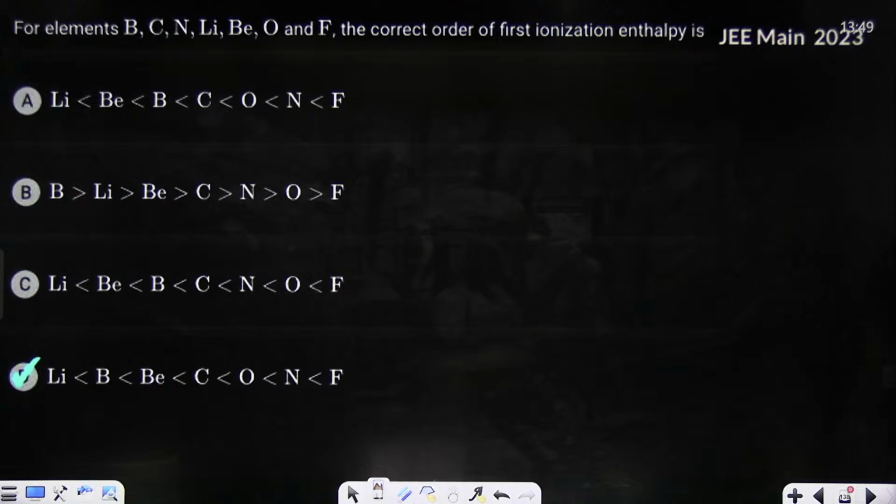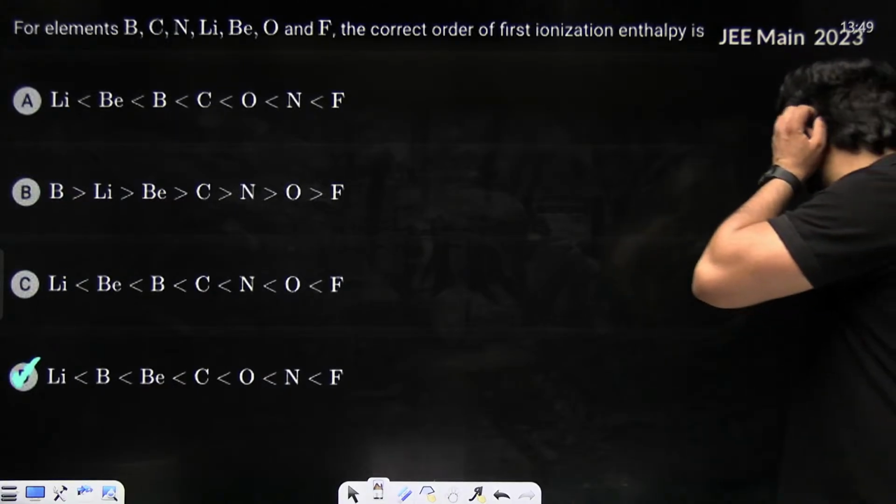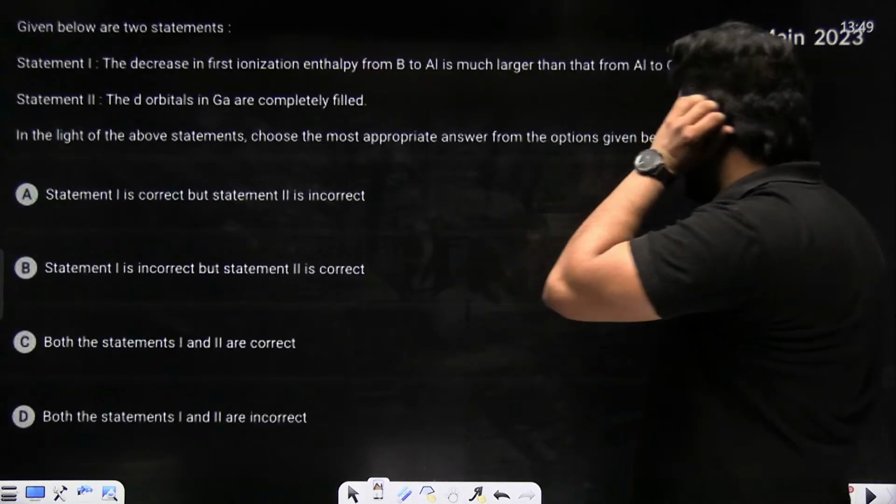So there we have it. D is the correct answer. We will move to the next question asked in JEE Main 2023.